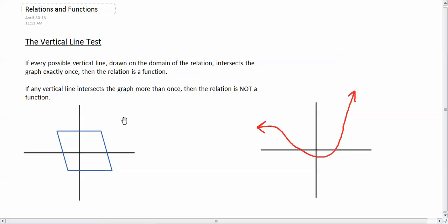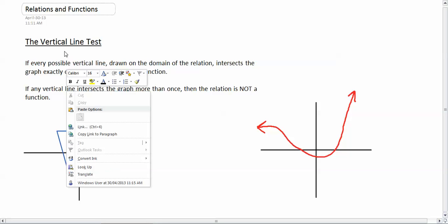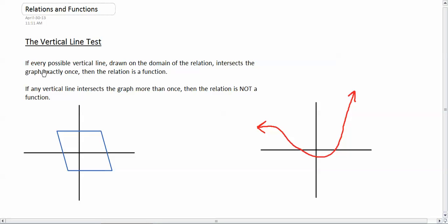So this is a handy way to rule out a relation from being a function and to visually confirm that a relation is a function when all you're given is the graphed data. So here's what we call the vertical line test. If every possible vertical line drawn on the domain of the relation intersects the graph exactly once, then the relation is a function. If any vertical line intersects the graph more than once, then the relation is not a function.